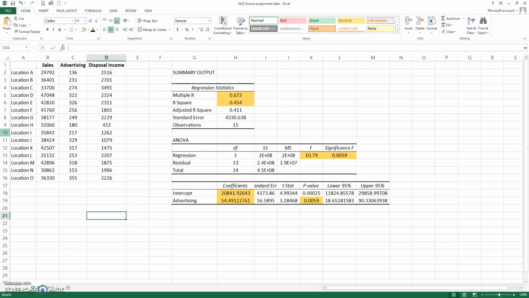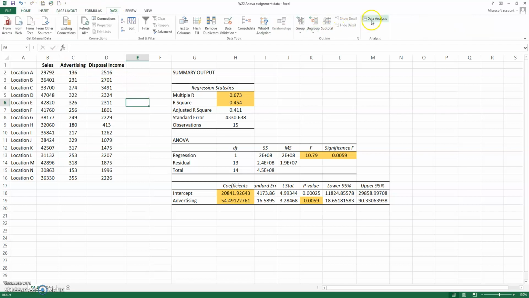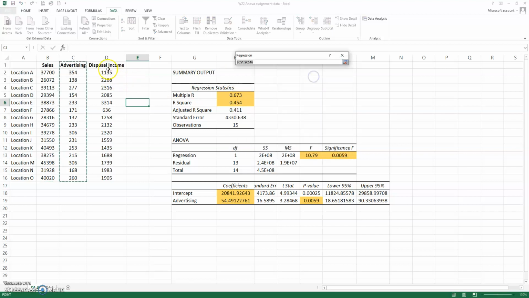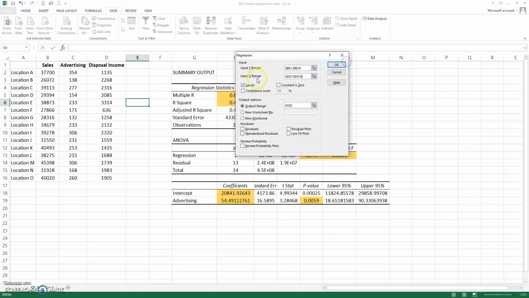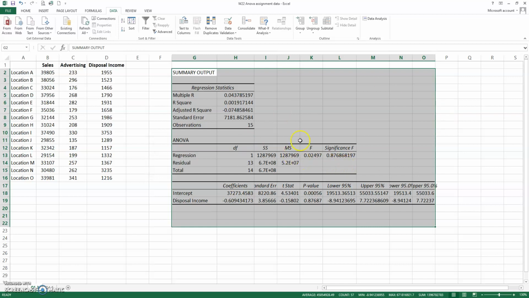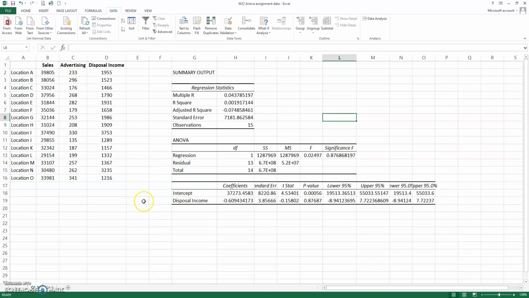Now, to do it for the second question, when we are looking at sales versus disposable income, go back to Data Analysis, Regression, basically just changing where the independent variable, the X variable, is, and then we can run that. And we're just going to paste that over there. That's how we would do questions 1 and 2.